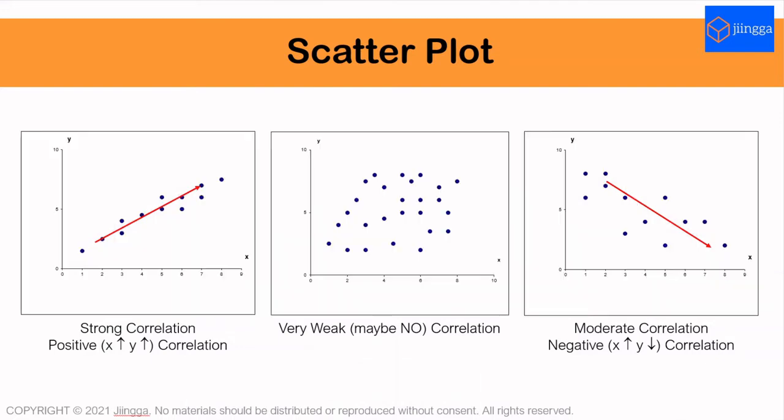Now, let's compare the left chart and the right chart. The points give us an apparent upward pattern. This means when the variable x increases, variable y also increases. We call this a positive correlation. On the contrary, we see a different direction in the right chart. When x increases, y decreases. We call this a negative correlation. As a summary, from the scatter plot, we can identify correlation between variables, whether it is strong or weak, positive or negative.